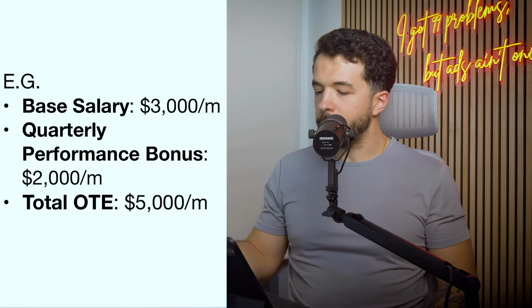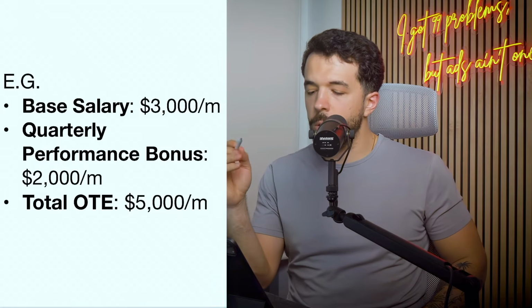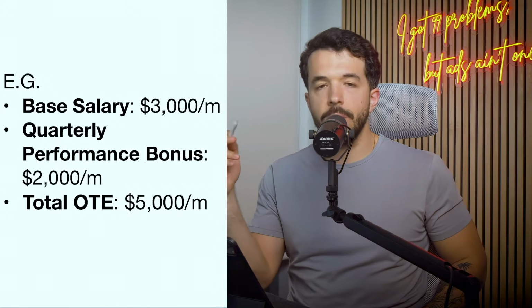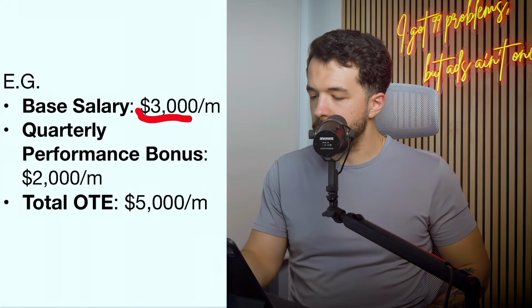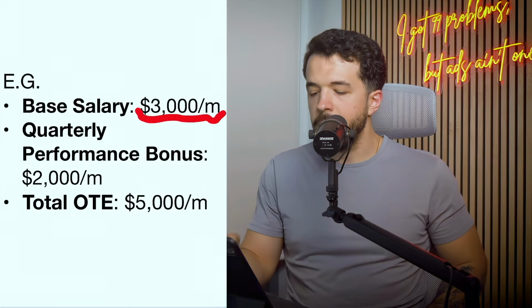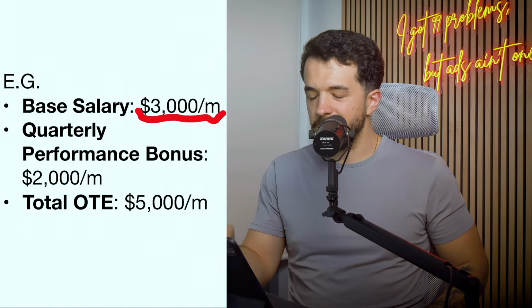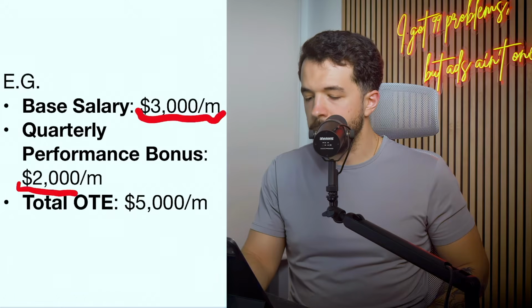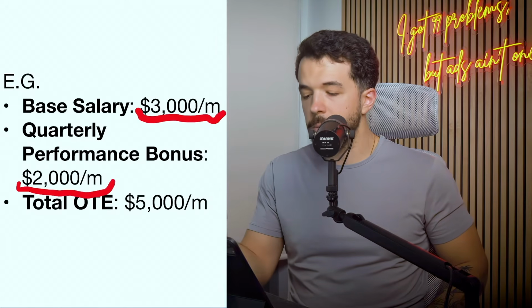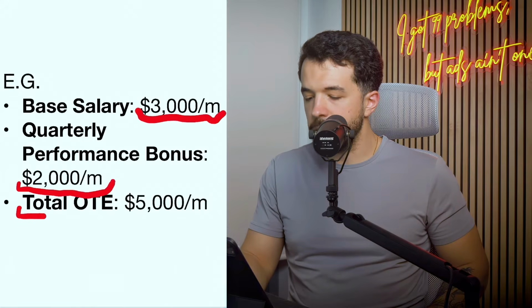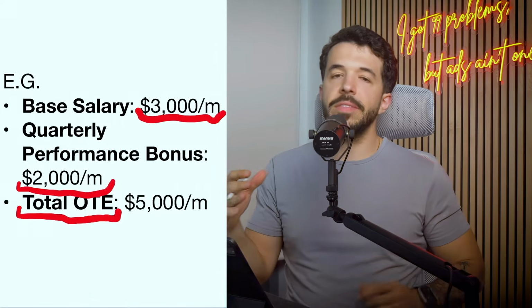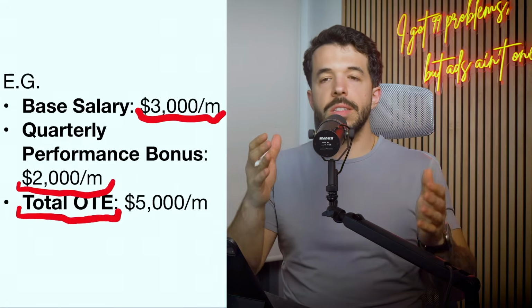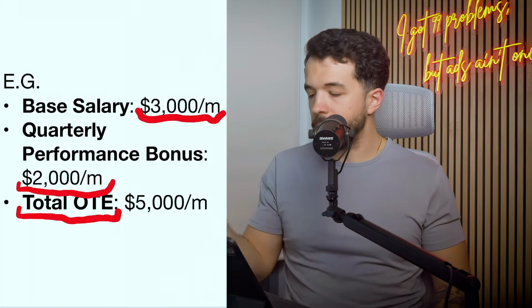Now, let me give you an example. Again, let's go back to the base salary, quarterly performance bonus, and total OTE. Let's say that the base salary is $3,000 per month. Then the quarterly performance bonus, in this case, I'm saying quarterly, but I wrote here $2,000 per month. So this is the monthly performance bonus. And this means that the total OTE per month is going to be $5,000. So $3,000 plus $2,000. And this is given that the creative strategist hits all of the bonuses for that month.